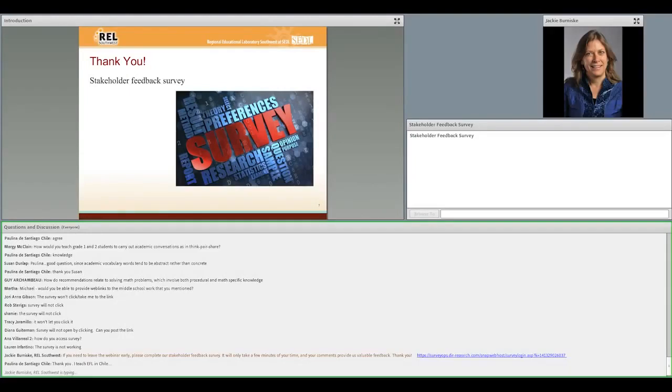Another question that was posed was, how can vocabulary instruction be combined with language instruction, for example, language functions and syntax?